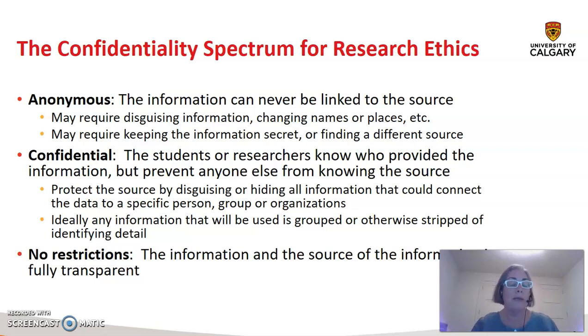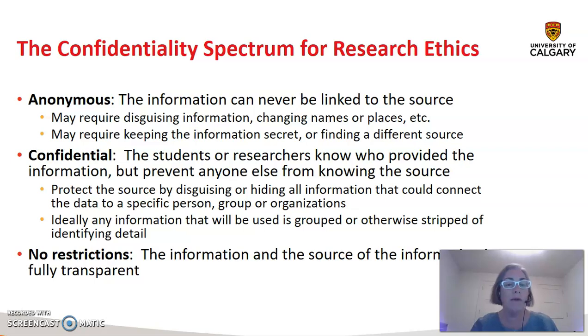The second level is confidential. That means that the students or researchers know who provided the information, but nobody reading the study or hearing a presentation would be able to know who the source is. And that would be actively organized to prevent others from knowing. Again, this might involve disguising or hiding information that could connect the data to a specific person, a specific group, or an organization. Usually this information would be grouped together with other information and then stripped of identifying details.